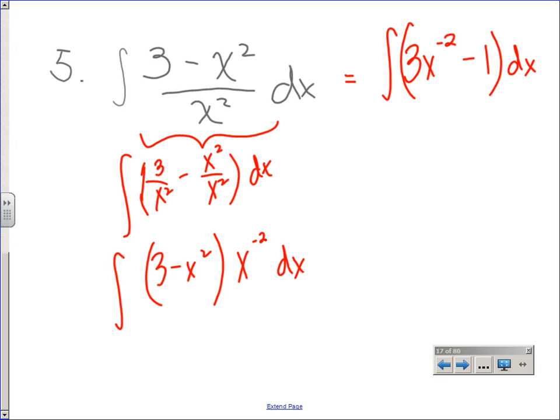Otherwise, you could rewrite this a couple different ways. You could write it -3x to the -1 minus x plus c. You could have stopped there, or you could have done -3 over x minus x plus c. 1 bonus point to any group who can show me the final simplified make-it-match answer. Wait, we already erased it. No, just the answer, just the answer. Just the simplified answer, the multiple choice, make-it-match answer.